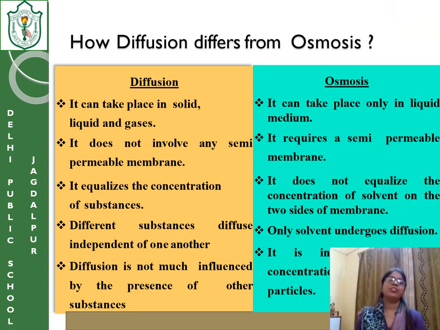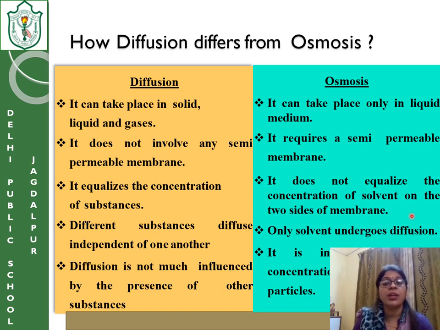Now, what is the difference between diffusion and osmosis? First point, you write down this, children. This is very important. Diffusion can take place in solid, liquid and gas, but osmosis will only take place in a liquid medium. Diffusion does not need any semi-permeable membrane; osmosis needs a semi-permeable membrane. Diffusion equalizes the concentration of substances. That means if it moves from A to B, it stops only after both sides maintain an equal number of molecules of the solid, liquid or gas.